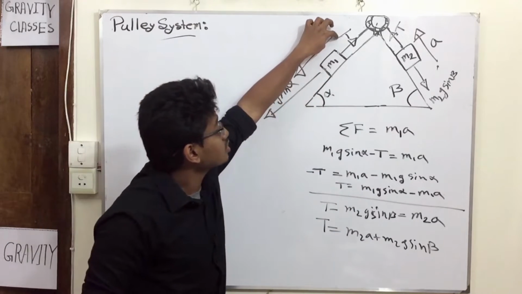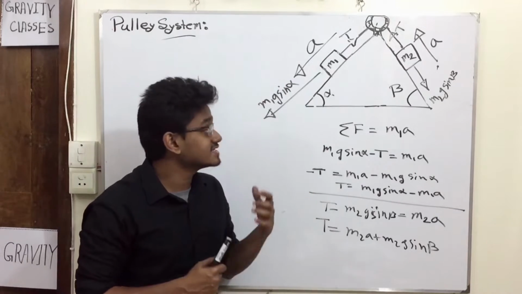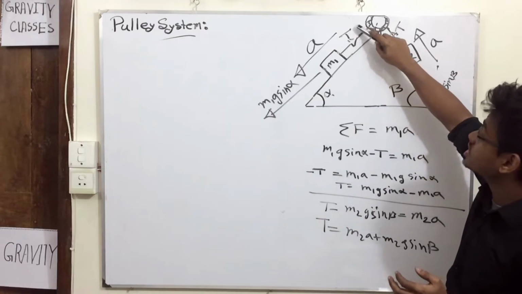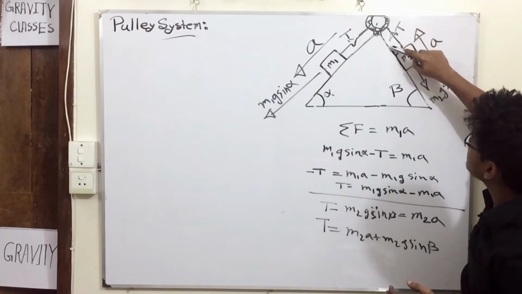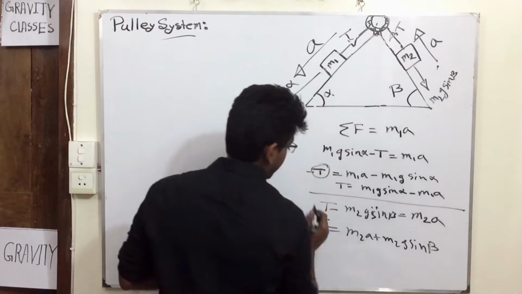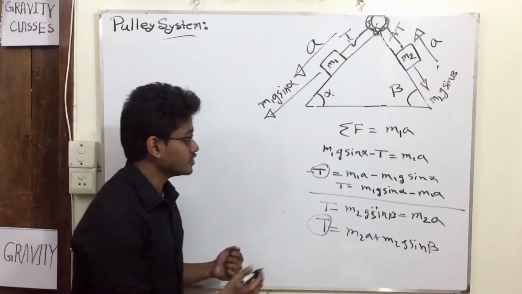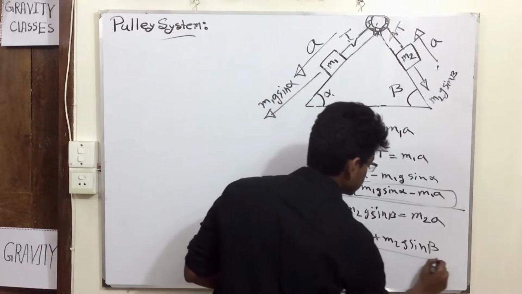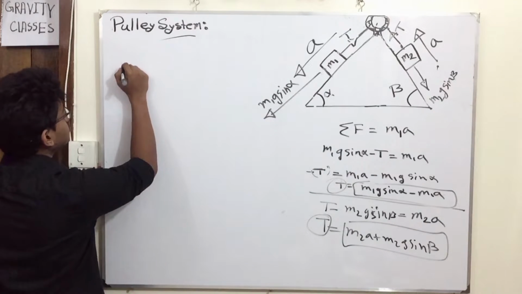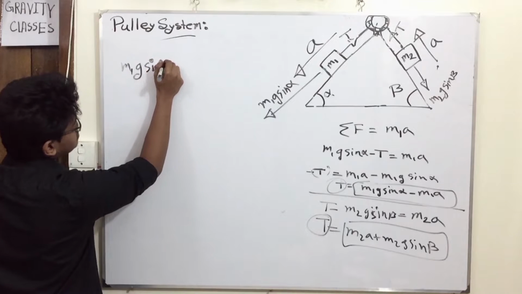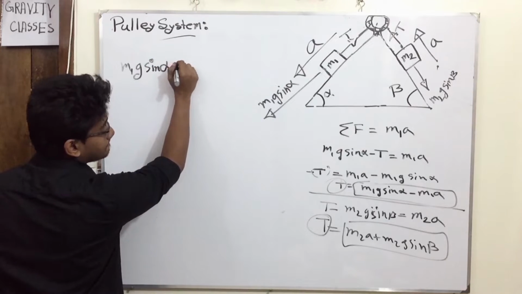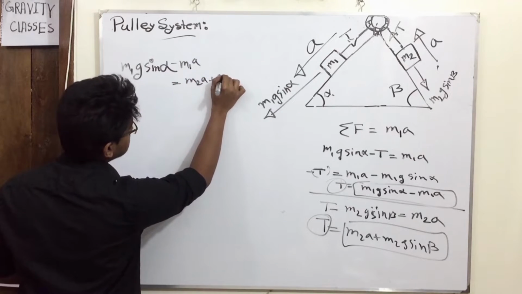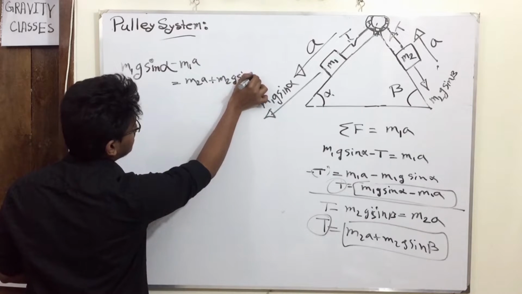Now notice that this tension is going to be the exact same throughout the wire. Meaning that if there is a tension here, that the exact same tension will be present in here too. Okay? So this T and this T would be exactly same. So we can write that this part and this part would be exactly same. So M1G sine alpha minus M1A equals to M2A plus M2G sine beta.